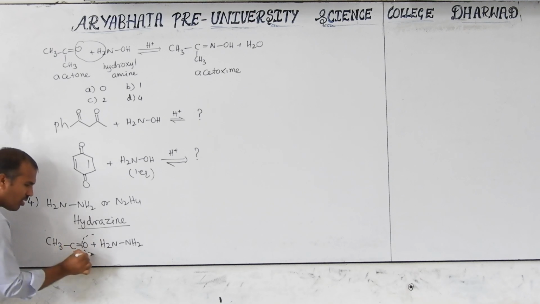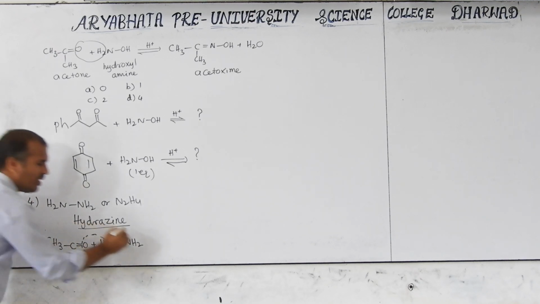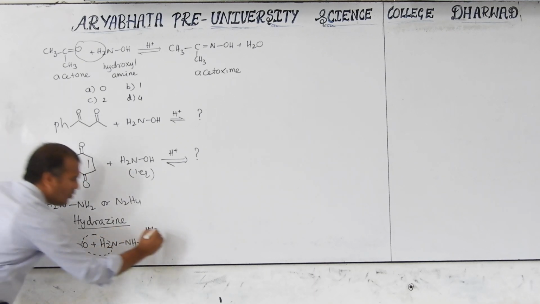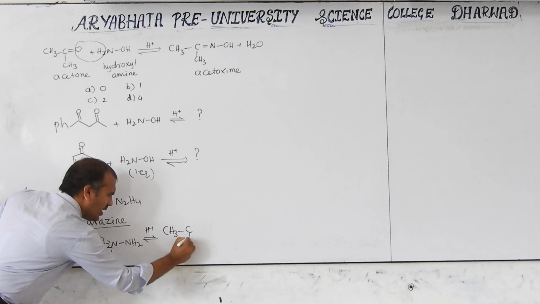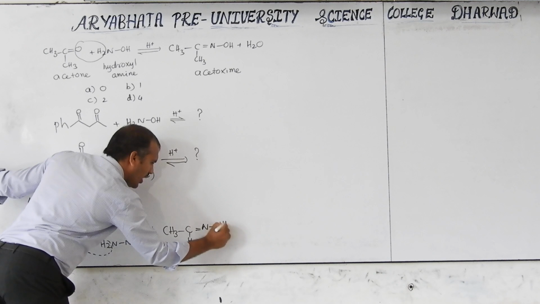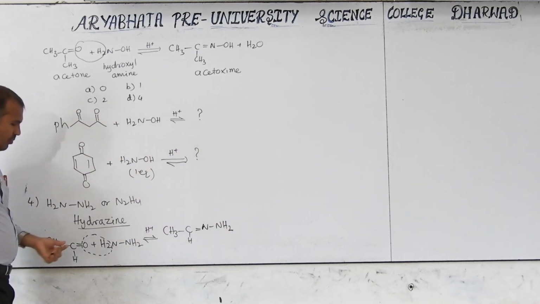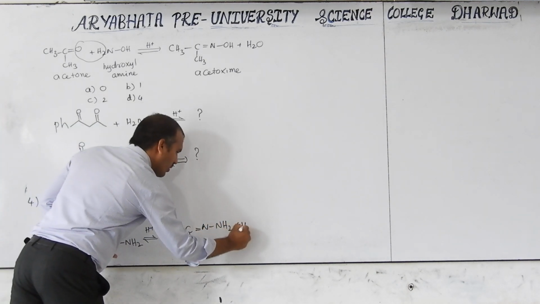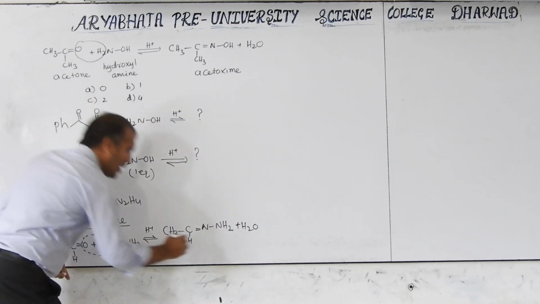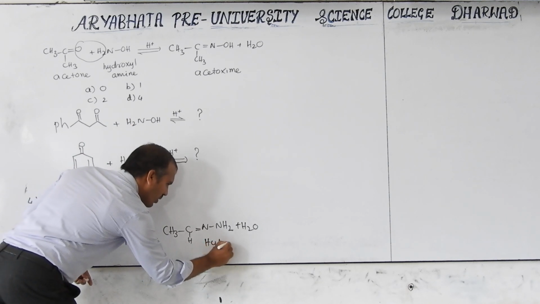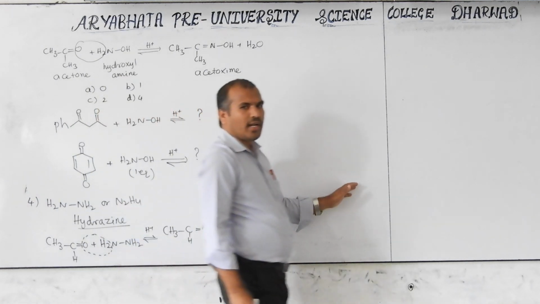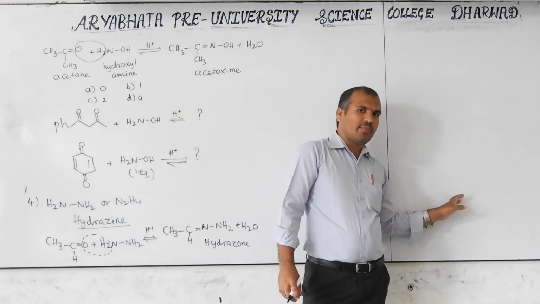Simply a water molecule is lost, all is the same. These are all in acidic medium, weak acidic medium. Then the formed product is CH3CH=NNH2, simply with a water molecule lost here. When hydrazines react with an aldehyde or ketone, the products are called hydrazones.